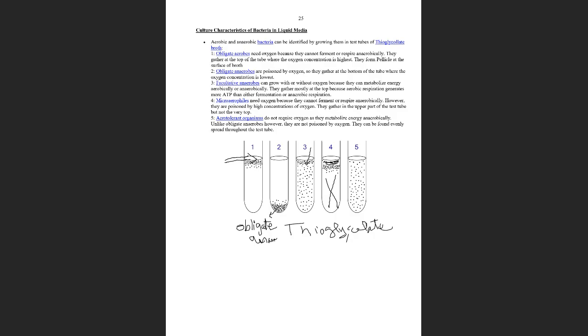So this type of bacteria is called microaerophilic. Micro, number 4 here. Aerophilic means it loves oxygen, but it loves less oxygen. Microaerophilic, loves slightly less oxygen. So that's number 4. And if you look at number 5, what do you notice about 5?